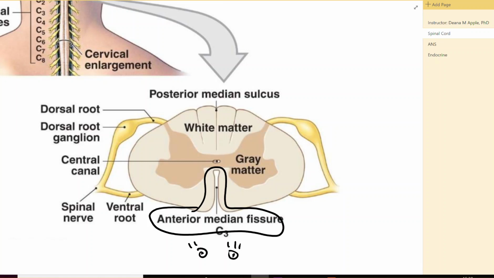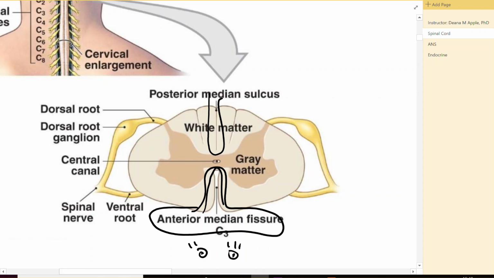The anterior median fissure is this big dip, because remember, fissures are big holes. The posterior median sulcus tells us where we're at as far as the backside of the spinal cord, whatever is going to be more posterior. So basically, we're in this orientation compared to me. Does that make sense?